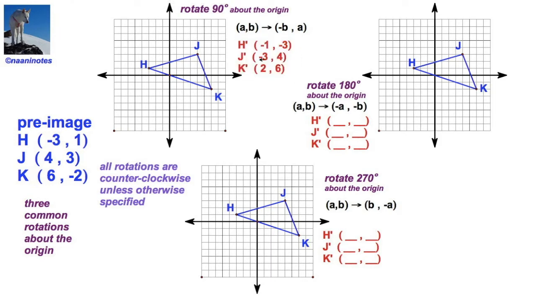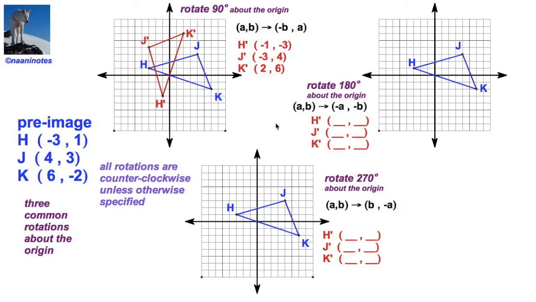Let's plot that and see how it goes for the 90-degree rotation. H prime is (negative 1, negative 3), so H is going to spin down there. J prime is going to be (negative 3, positive 4). And K prime is (2, positive 6). That looks pretty reasonable. We fill it out, it looks like that, and let's give it a spin. Perfect. That's your 90-degree rotation, and of course counterclockwise.